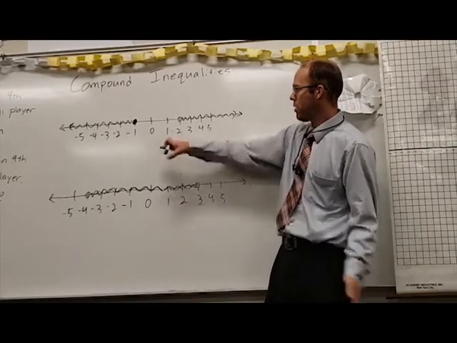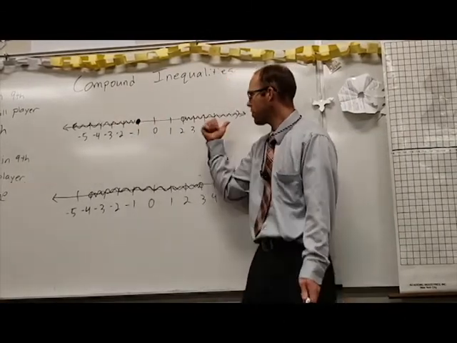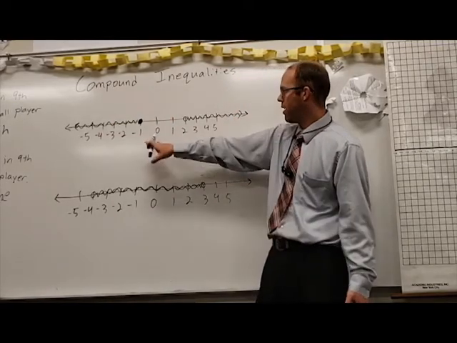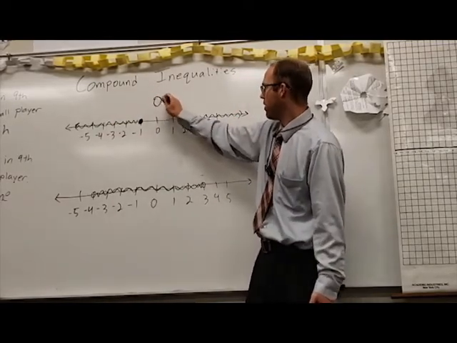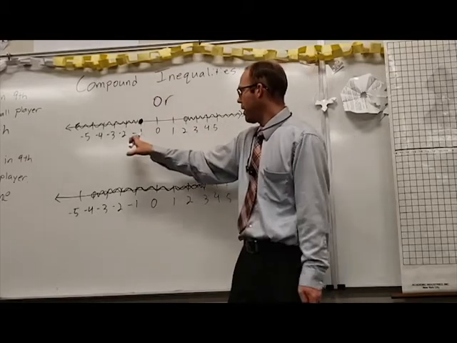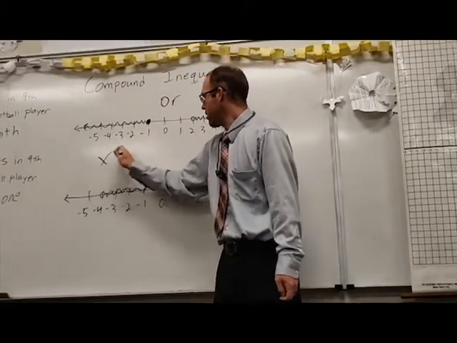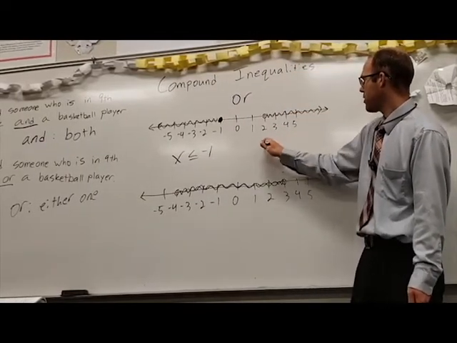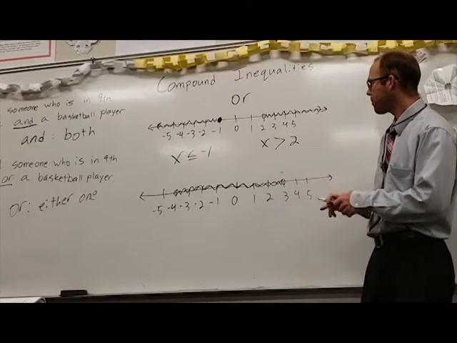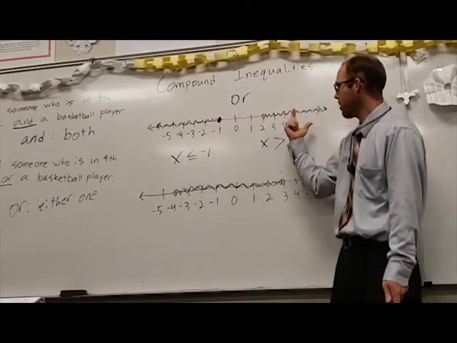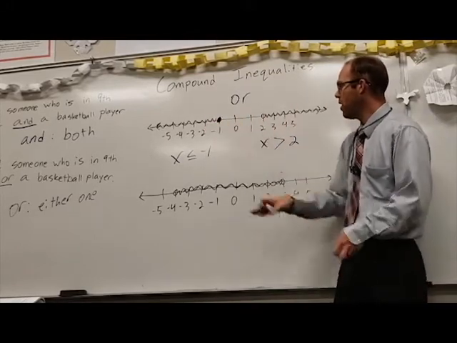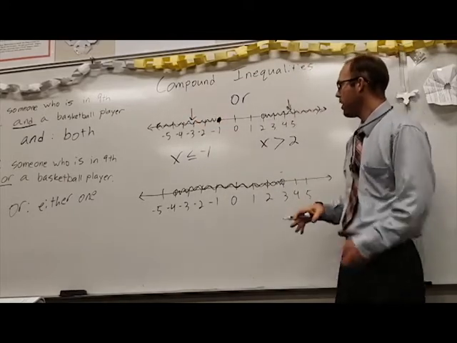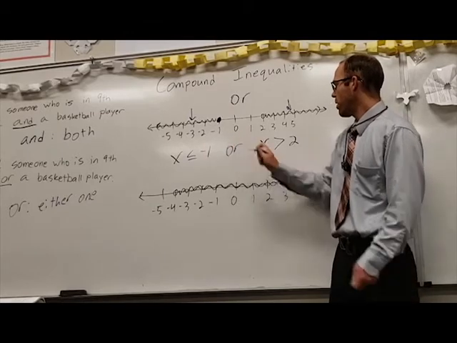You'll notice that this inequality has two separate parts to the graph, one going left over there and one going to the right over here. This is a situation where we need the word or. We have this inequality, which would be x is less than or equal to -1. This inequality would be x is greater than 2. And you'll notice the shading indicates that our solutions are found in both places. So we have solutions here. We also have solutions there. And the word or connects them.